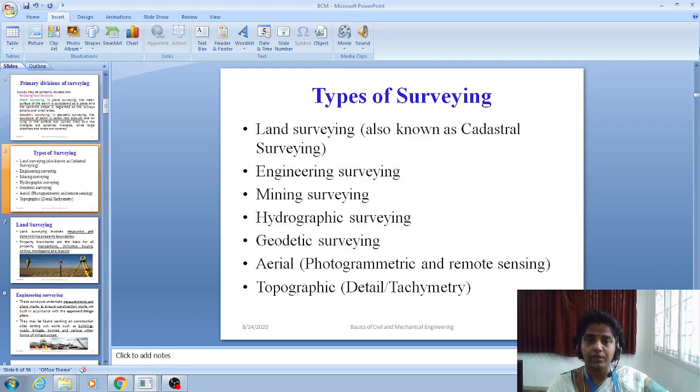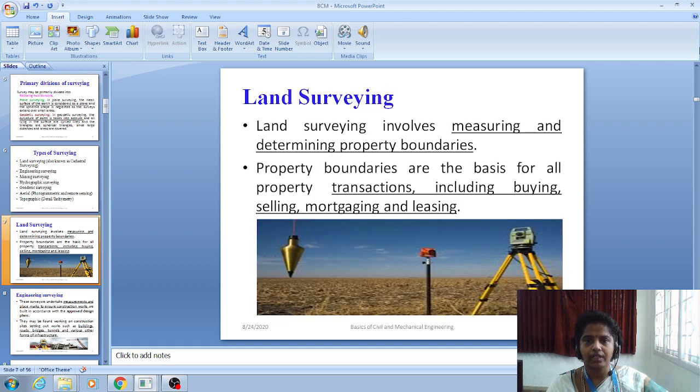Next we see the types of survey. We have seven types of survey: land survey, engineering survey, mining survey, hydrographic survey, geodetic survey, aerial and topographic survey. First we see the land survey. In the land survey we determine the property boundaries. What do property boundaries mean? That is all property transactions including buying, selling, mortgage and leasing. All that comes under the land survey.